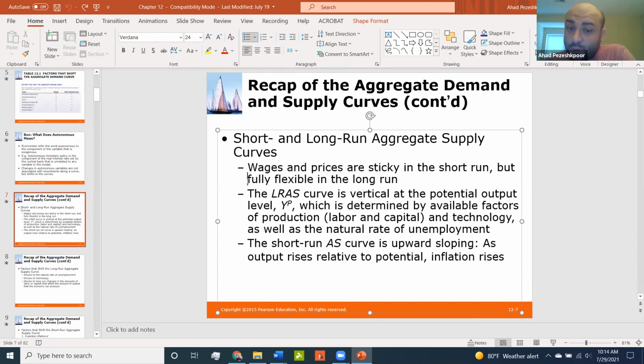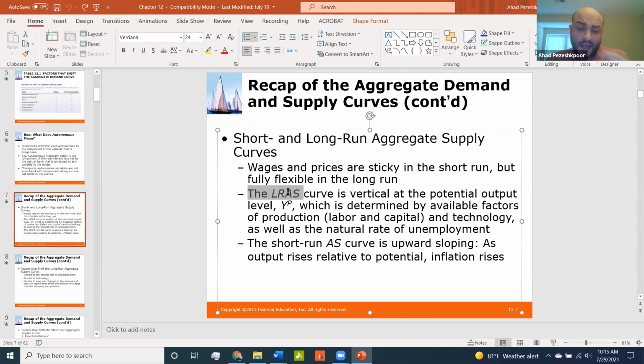But fully flexible in the long run. In the long run, it doesn't matter what the real interest rate or inflation is. What matters is how many workers you have. Do they know what they're doing? Are they trained enough? Do they have adequate tools and capital? Do they have good technology, competent managers, efficient leadership, or are they just running around doing what they want to do? All of this is real stuff, not the interest rate.